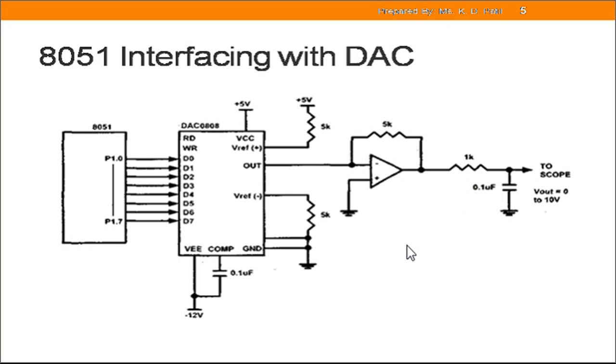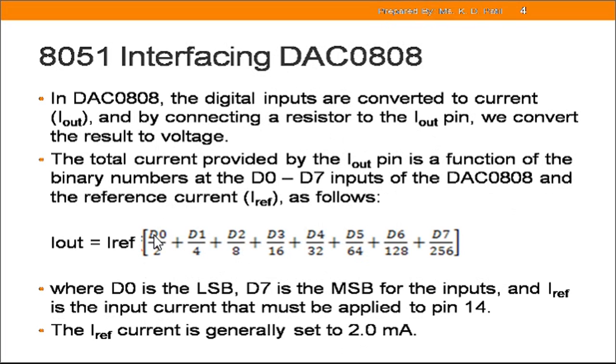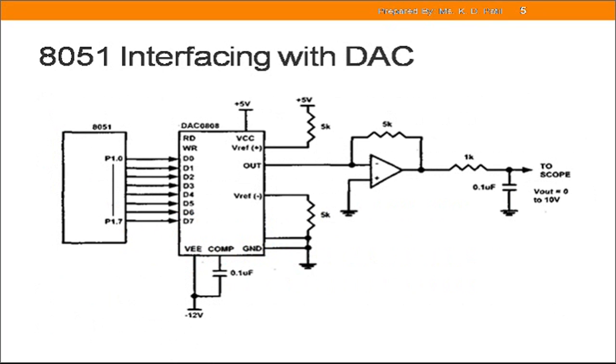Now, assuming all the inputs to the DAC as high, the maximum output current will be generated as 1.99 milliampere. If you assume all the inputs available at the DAC are high, for example, D0 is 1, D1 is 1, D2 is 1 and so on, D7 is 1, and let us consider that I reference is equal to 2 milliampere. Then if we calculate, we will get the generated current or output current as 1.99 milliampere.